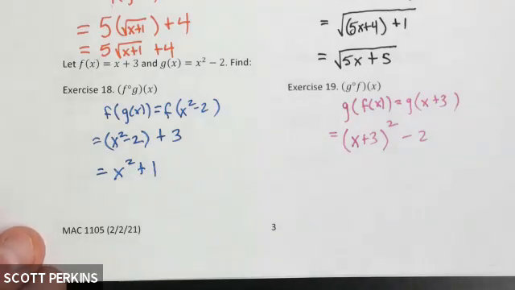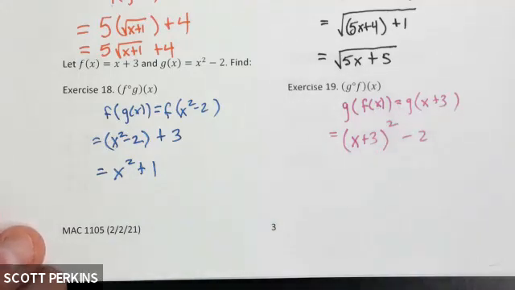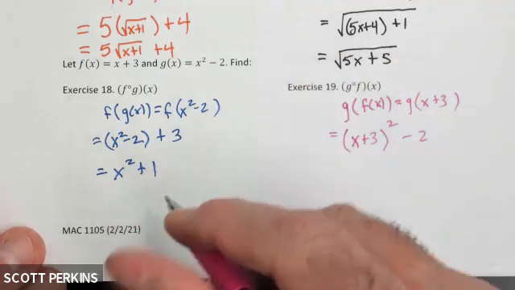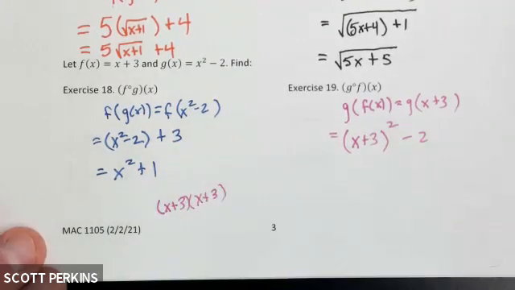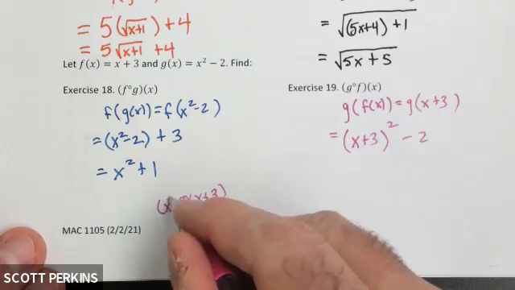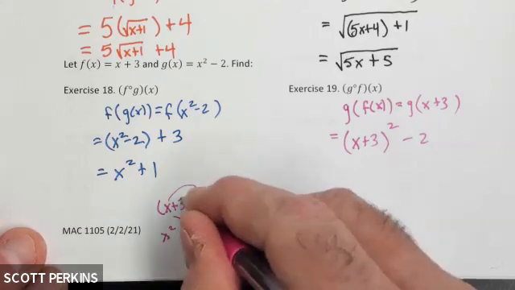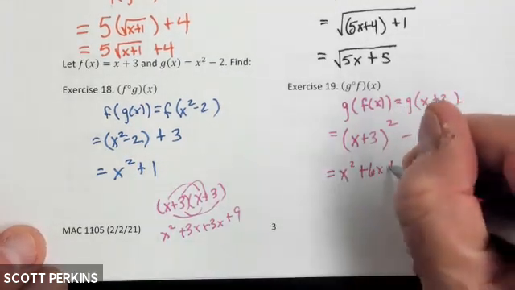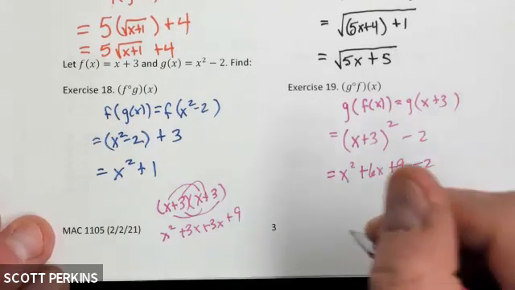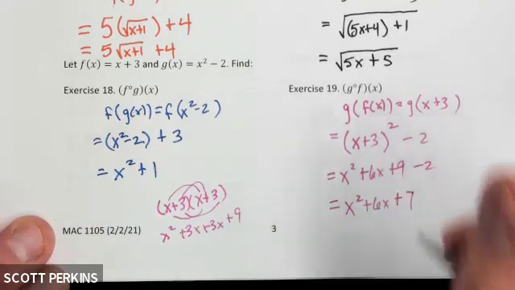Please do not make the algebra mistake of just squaring and saying this is x squared plus 9, because that's not right. We've got a FOIL, so I'm going to come over here on my scratch work and say, okay, x plus 3 squared is x plus 3 times x plus 3. And when I FOIL that, I get x squared plus 3x plus 3 more x plus 9. So that's x squared, 3x and 3x is 6x, plus 9 minus 2. And so this composed function is x squared plus 6x plus 7.